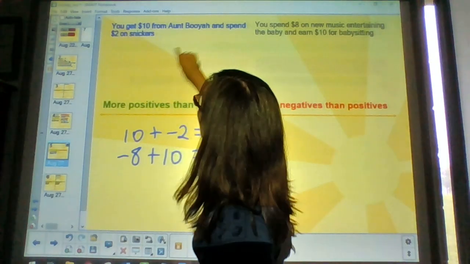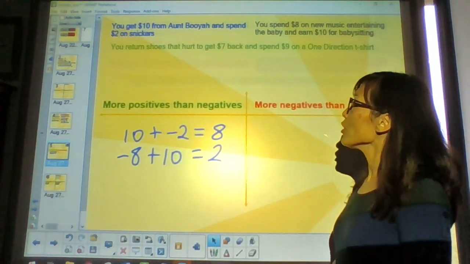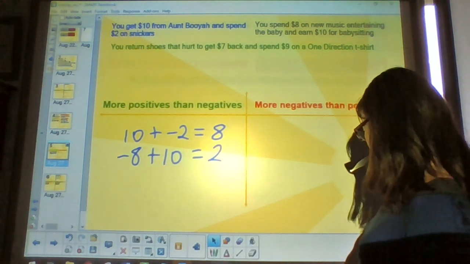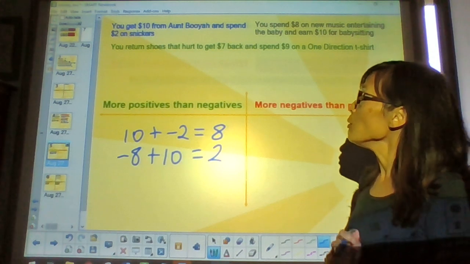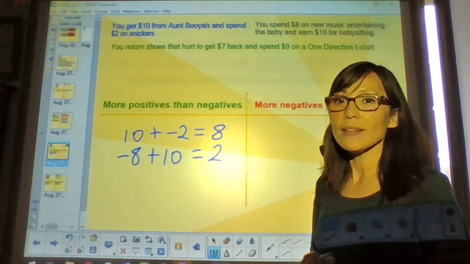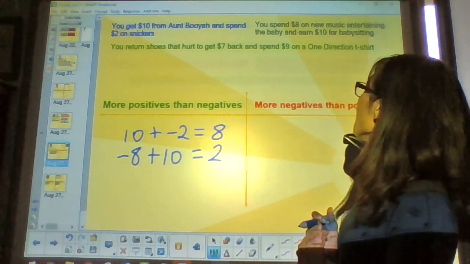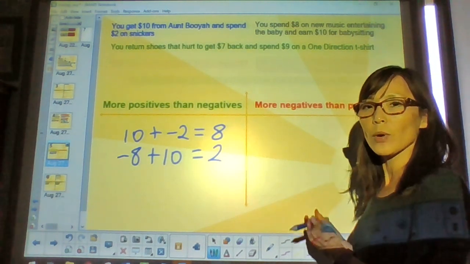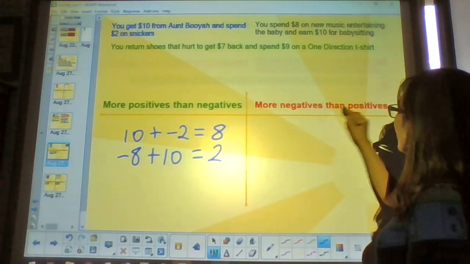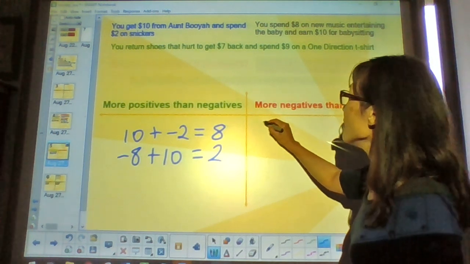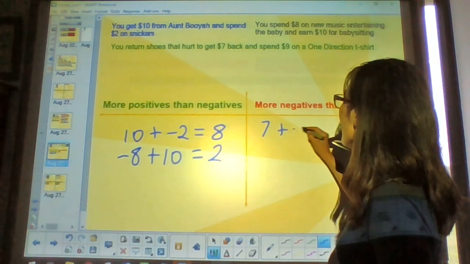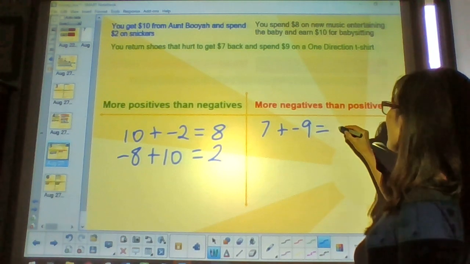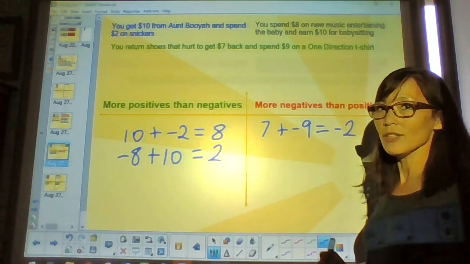Let's continue. You return shoes that hurt to get $7 back and spend $9 on a One Direction t-shirt. So if you get $7 back, that's a positive 7, but then you've spent $9, so that is subtracting 9. I actually have spent more than I have, so that would be more negatives than positives. So I have 7, and then I spent $9, and what do I end up with? I actually end up in debt $2.